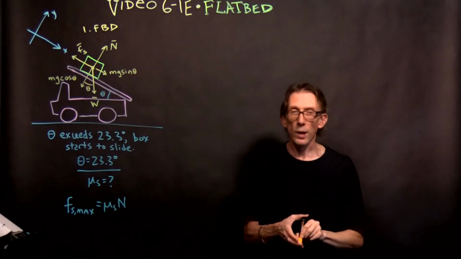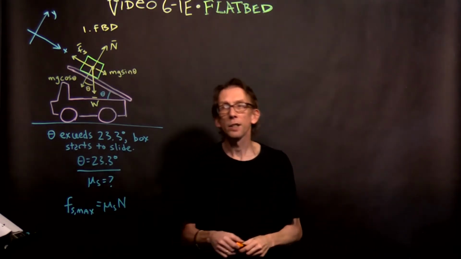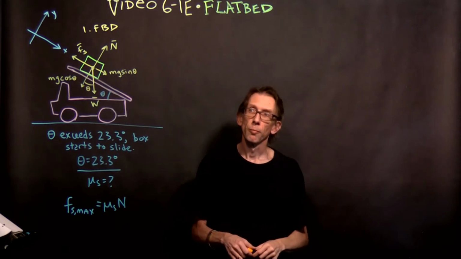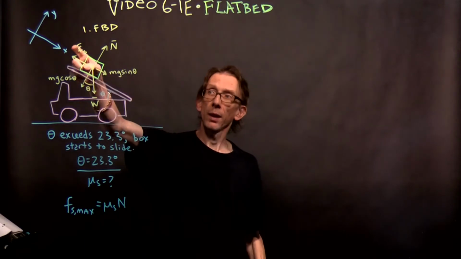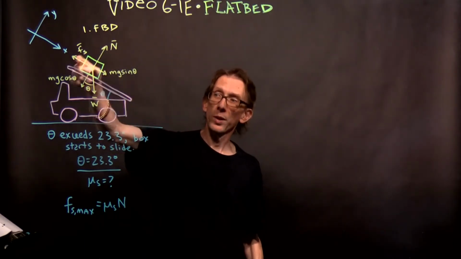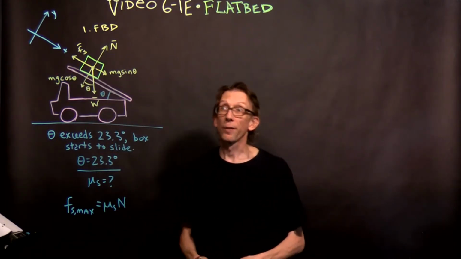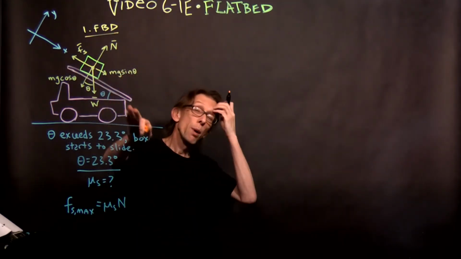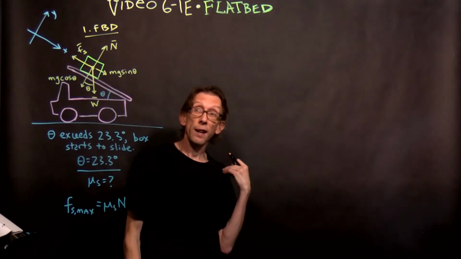Okay. We have to put all of our vectors into components along the x and y axes before we add them. So along the x axis, we have two forces, mg sine theta and f sub s. Along the y axis, we have two forces, the normal force and mg cosine theta. That's the free body diagram. By the way, this same problem is worked in your textbook, so you can look at it there also.